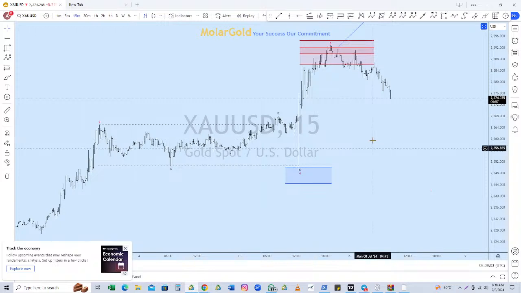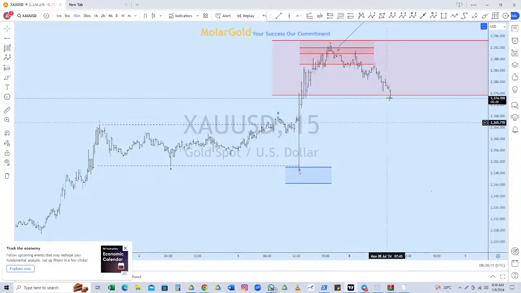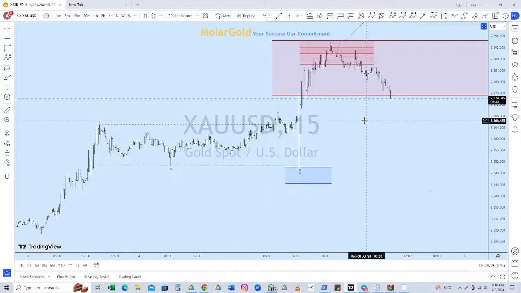Good. So guys, now we are in the zone. The zone we drew was last week. Let me put it here again. The zone we drew, price is now coming off that zone. But gold looks like it is not done with its buy move.